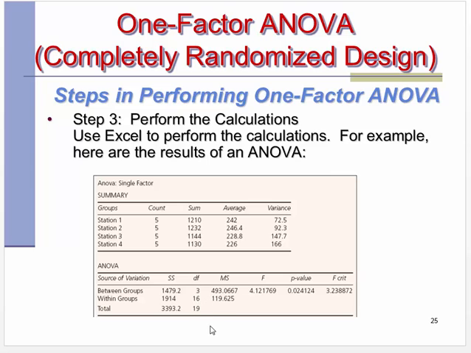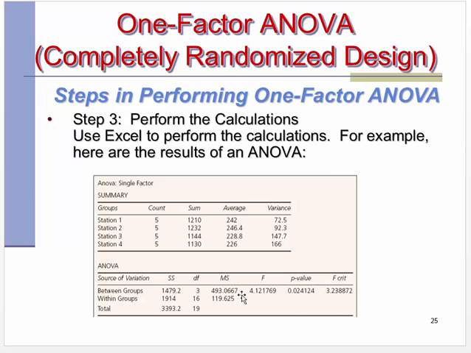Either way. Then you need to calculate the mean squares. MSA equals 1479 divided by 3, which gives you 493.0667. MSE is 1914 divided by 16, which gives you 119.625. And how do you get the F statistic? Using MSA 493 divided by 119 gives you 4.121769. And the F critical is what we already know from the table. F critical at 5% is 3.2388.